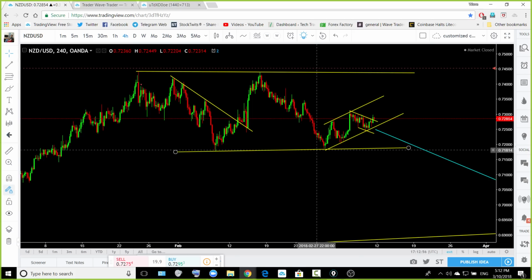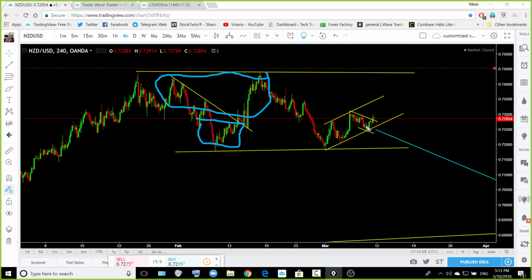So it is within the middle of the pattern. You can see 50% of that bigger pattern is over there and 50% is over there. So it can keep pushing for upside and it can break down.